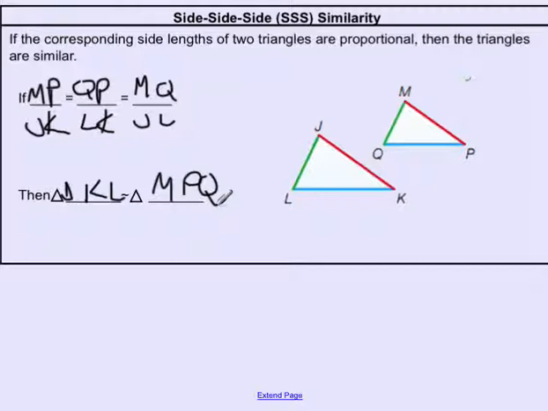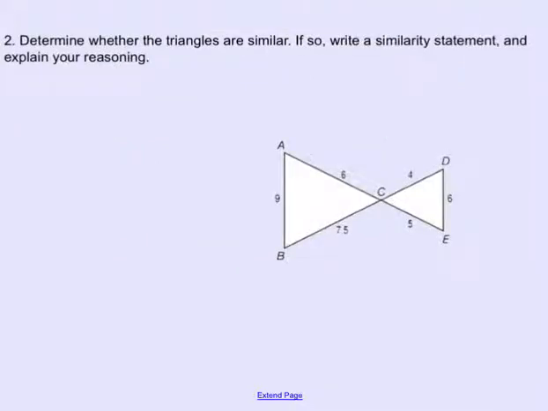Let's go ahead and apply that property. Let's take a look at number 2. It says determine whether the triangles are similar. If so, write the similarity statement and explain your reasoning. All we're worried about is the sides. So I'm going to line up the sides. I'm going to take my smallest side of the first one, which is 6, and put it over the smallest side of the second one, which is 4.